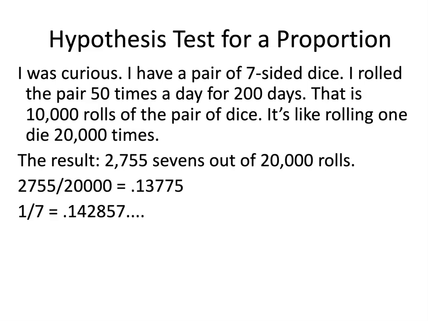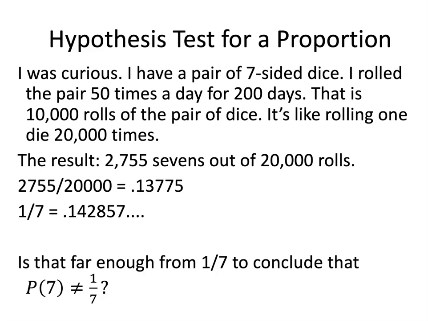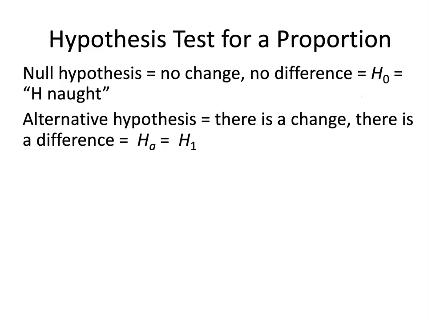Expressed as a decimal, that's 0.13775. Note that 1/7 is 0.142857. Is that far enough from 1/7 to conclude that the probability of a 7 is not equal to 1/7?